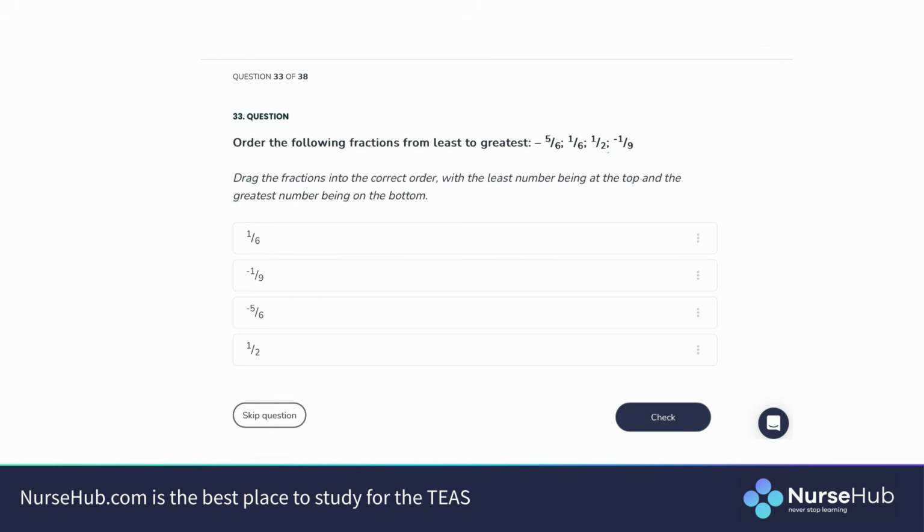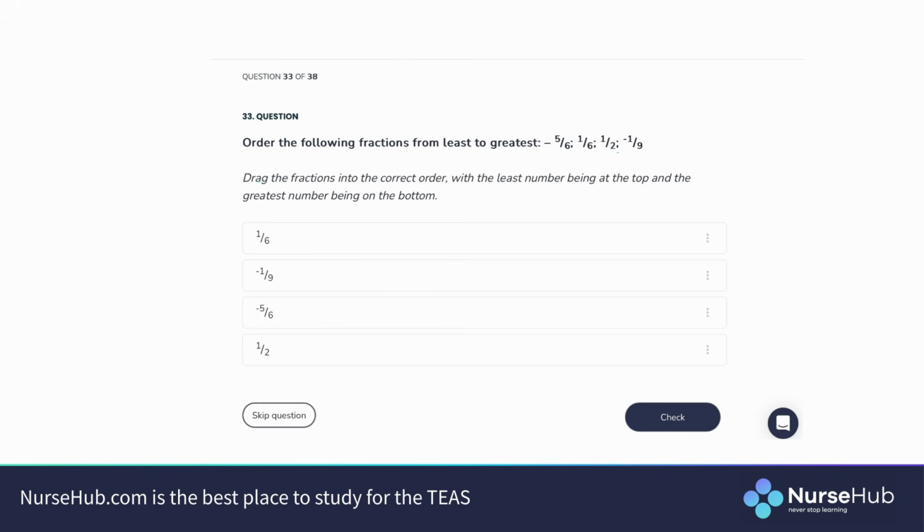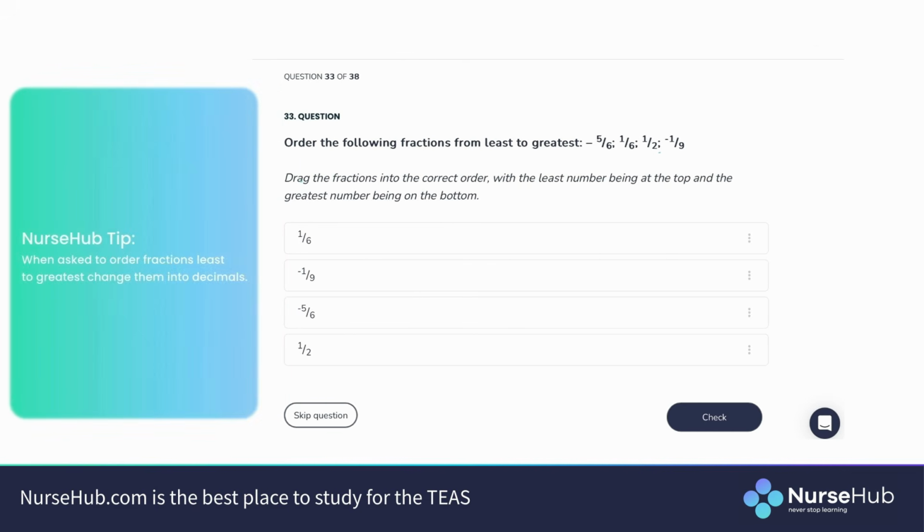Question 33. Order the following fractions from least to greatest. We have negative 5/6, 1/6, 1/2, and negative 1/9. All right, so in a problem when you're given this, well, the best thing to do is turn them all into decimals.